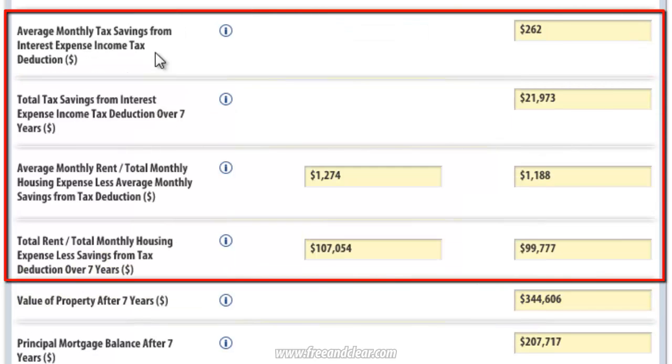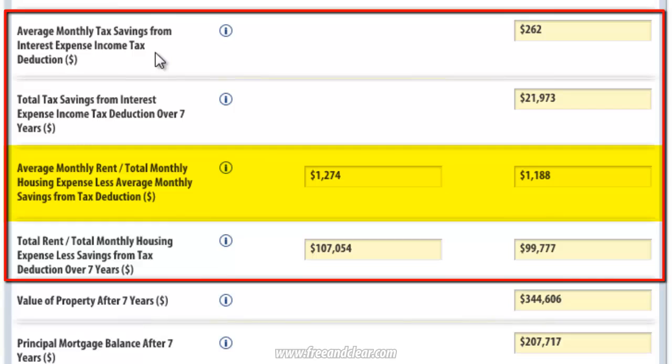The next set of outputs looks at the impact of the interest expense income tax deduction benefit, which offsets our total monthly housing expense. First, we have the average monthly tax benefit, which is how much we save a month from our tax benefit. In this case, we save approximately $260 per month. Then we have the total savings from the tax deduction benefit over the first 7 years of the mortgage.